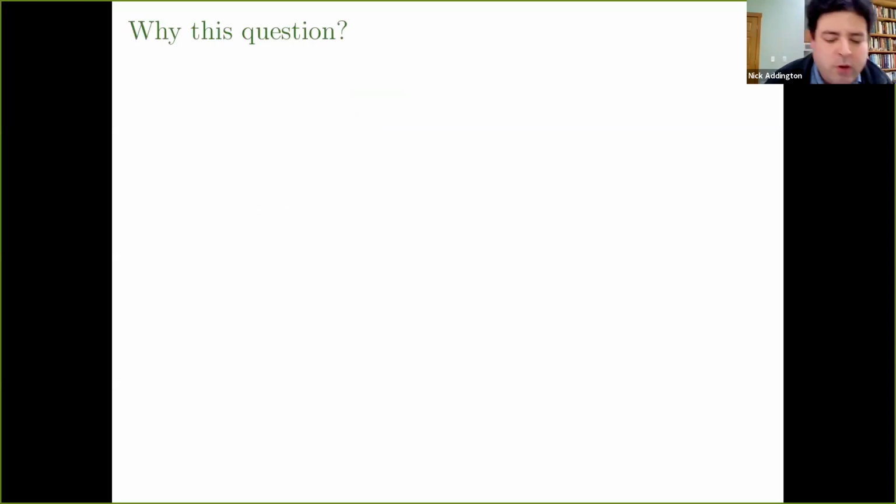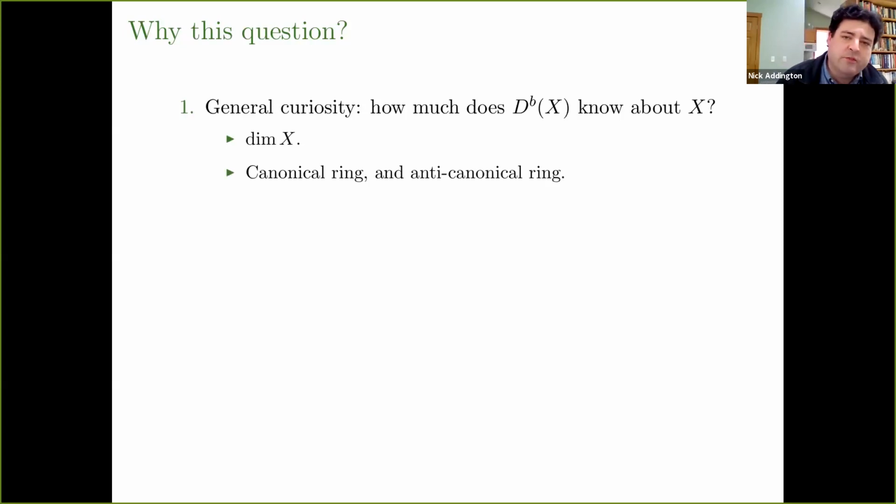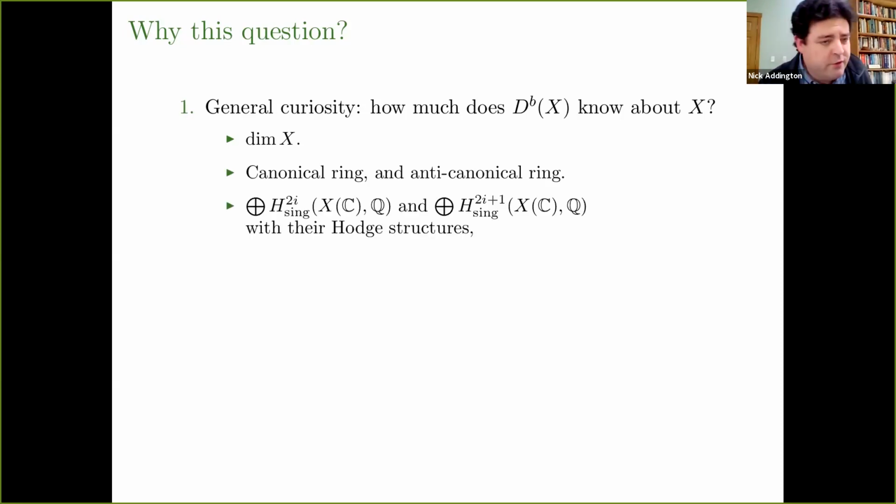So why is this a good question? Why should we be interested in this? First of all, general curiosity about how much the derived category knows. So for example, it knows the dimension of your space. It knows the canonical ring and the anti-canonical ring. So if your variety is Fano or anti-Fano, then it knows everything about the variety. If your field is a subfield of C, then it knows the even rational cohomology and the odd rational cohomology and their Hodge structures.